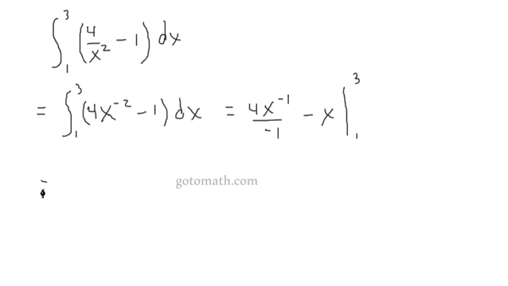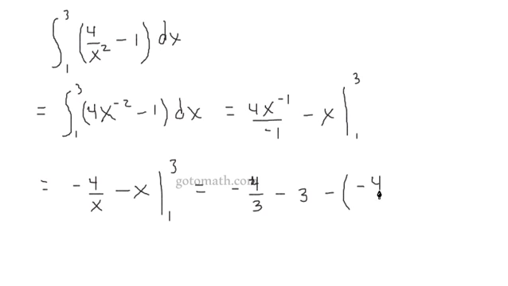Now let's go through and rewrite this again. This becomes negative 4 over x minus x, and we're going from 1 to 3. So we want to do the upper bound first. Oops, so that becomes negative 4 over 3 minus 3 minus, now we want to start a parentheses, it's always a minus here, and then we go through and plug our lower bound in like that.